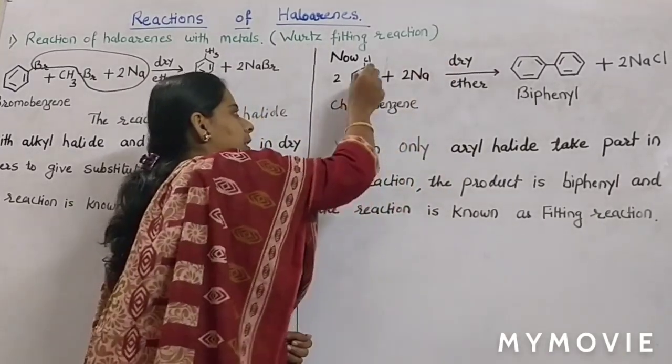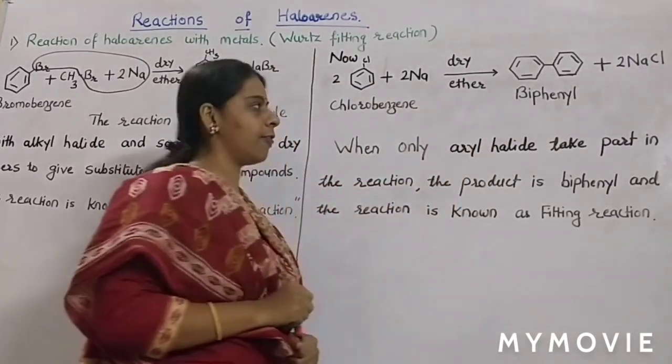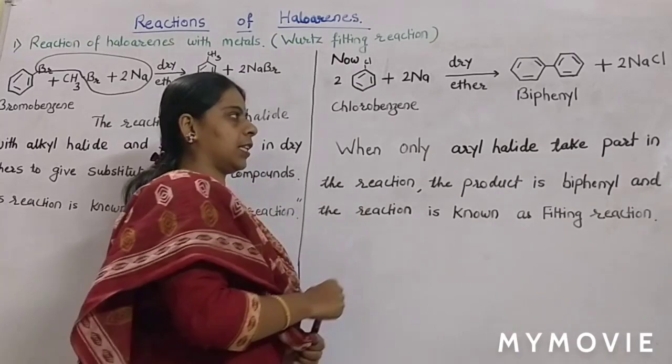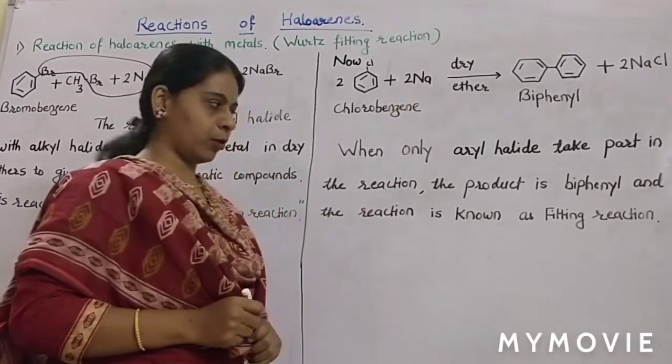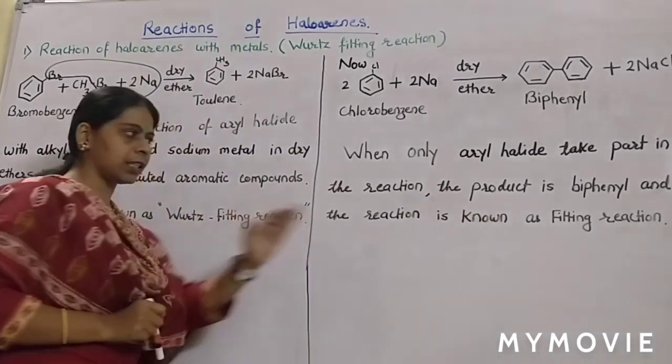So here this benzene ring is connected to itself only. So here we are getting biphenyl plus two NaCl. Twice NaCl will be the byproduct. This reaction is a Fittig reaction. Now this is the Wurtz-Fittig reaction, and this is the Fittig reaction.